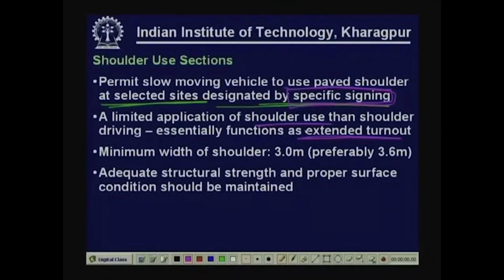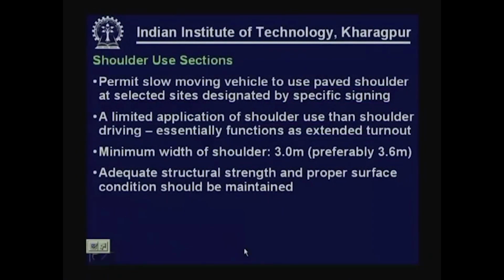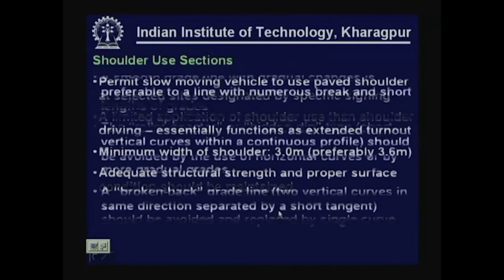But it essentially functions as an extended turnout, because we do turnouts in a very similar way. So, it functions like an extended turnout. Here also a minimum width of 3 meter is required for shoulder use sections as well as for shoulder driving, preferably 3.6 meter, and also adequate structural strength of the shoulder where the shoulder use section is provided. So, these are all the 4 different methods that may be applied to improve passing opportunities.